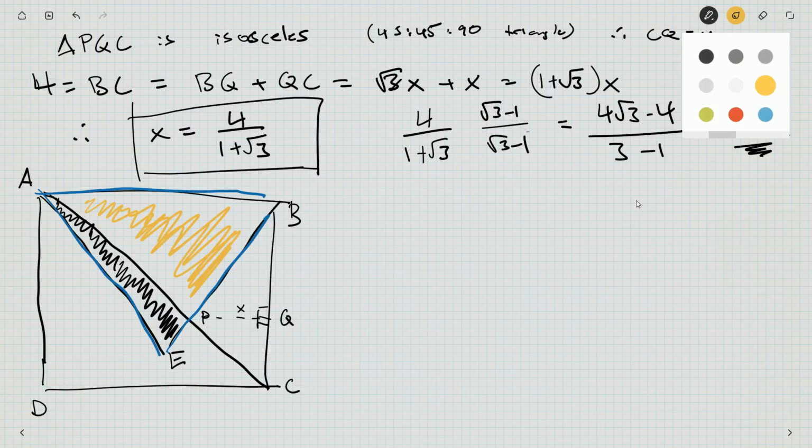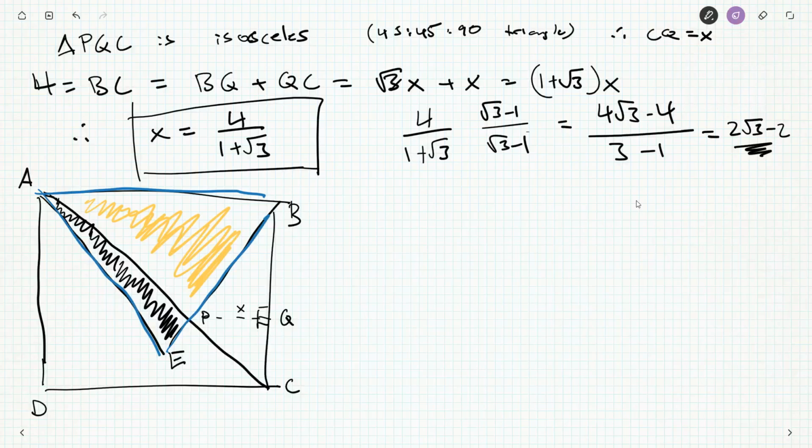So the question now shifts: how do I get to that yellow area? Well, let's look at this big purple triangle. It's a nice isosceles right angle triangle, base and height of 4. No problems there. And the yellow area is just the area of the big purple triangle minus this orange area. Well, this orange area is BPC, which has a height of x and a base of 4, and we just figured out what x is.